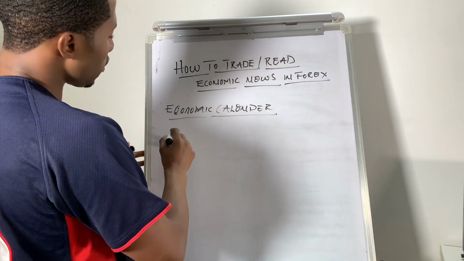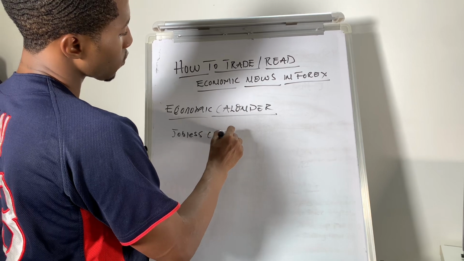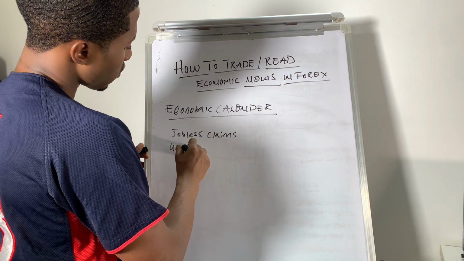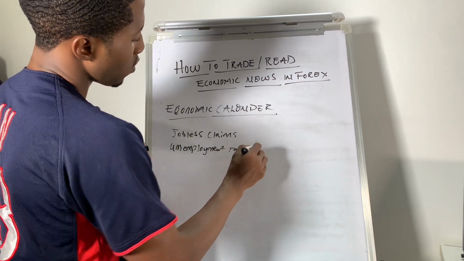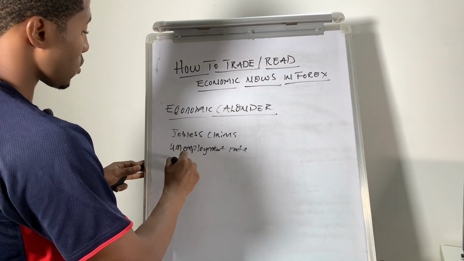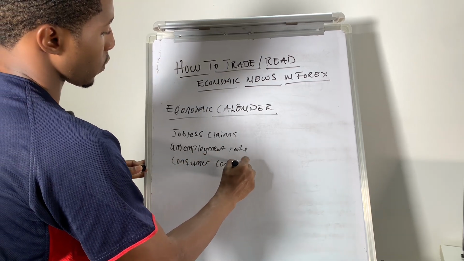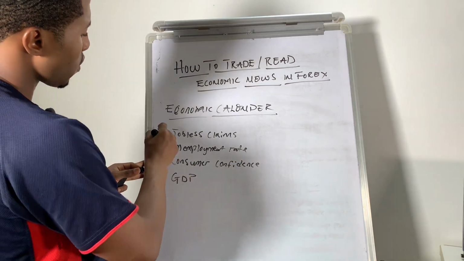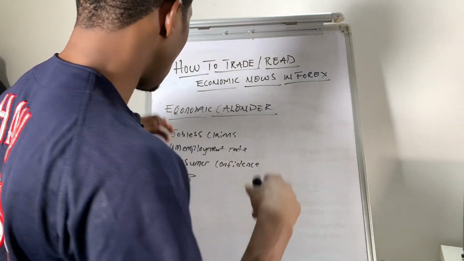News like jobless claims, that's people that are jobless, right? Jobless claims, unemployment rates, then consumer confidence, GDP. So let's just go with these four. We have more. When I open my chart, I will give you guys more of it.